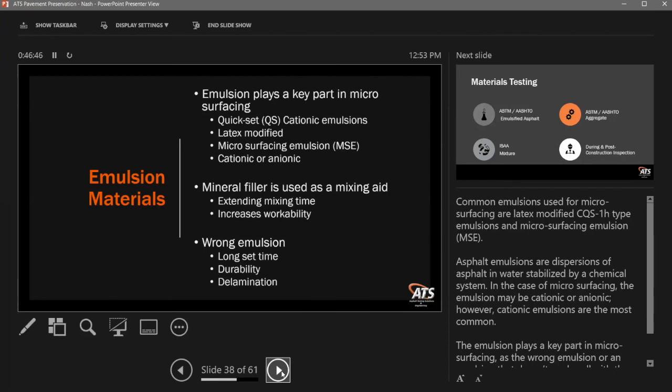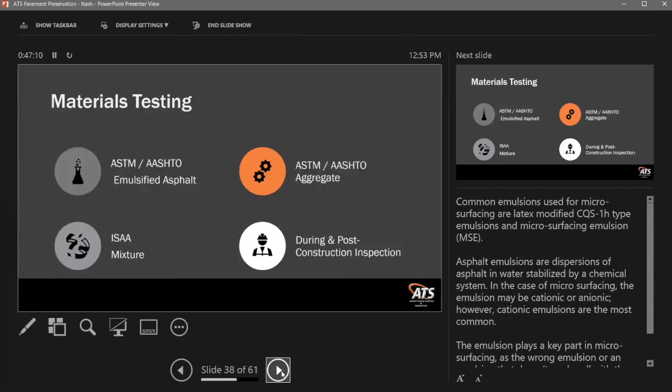If you were to use the wrong emulsion, you would know it. It will take forever to set. Your microsurfacing mix will sit there and it will never harden. The durability of it, you'll see kind of go very quickly as well. You'll see a lot of that rock not adhere to your emulsion, and it will start coming out off the pavement. Sometimes you also get delamination from the underlying layer as well.